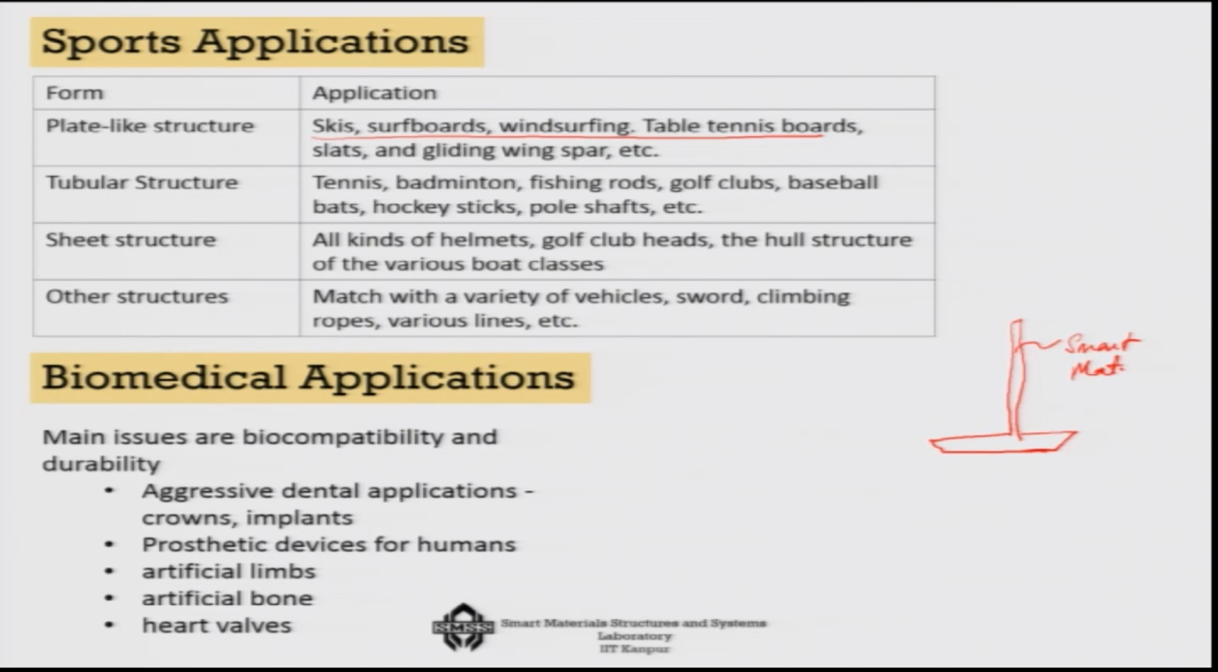Then of course, there is these tubular structures like badminton, tennis, fishing rods, golf clubs, baseball bats, etc. There is the sheet structures which is used in golf club heads, in the hull structure, and there are other structures also like variety of vehicles, sword, climbing ropes, lines, etc., where these sports applications composites are used and also smart materials today. In biomedical applications, once again in dental applications and prosthetic devices, artificial limbs, artificial bones and heart valves, all full of smart materials.